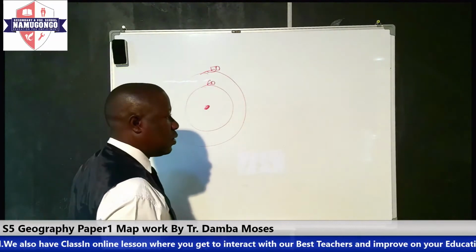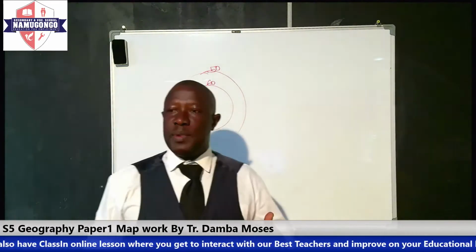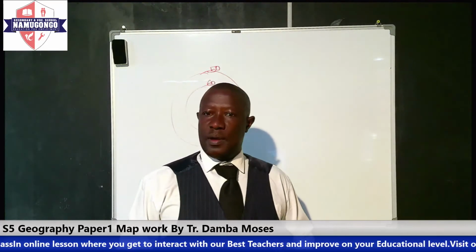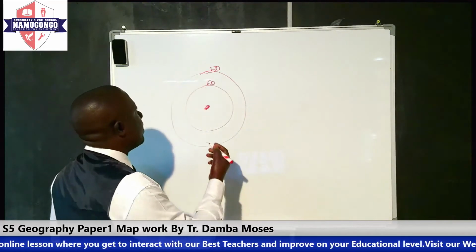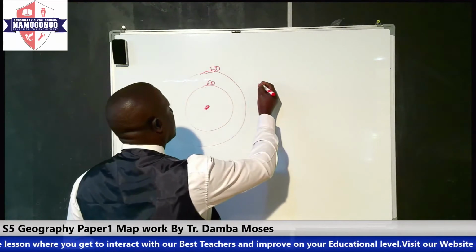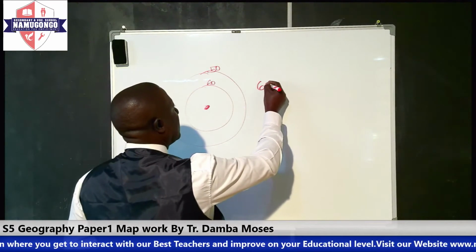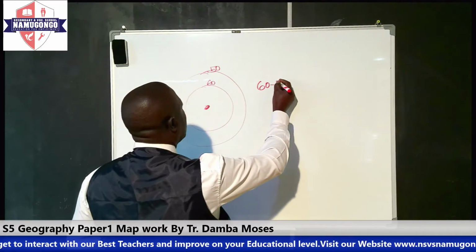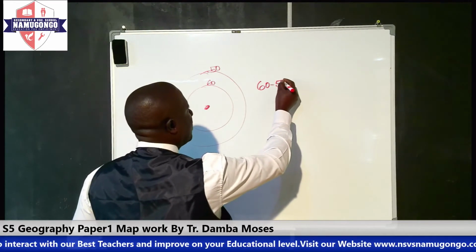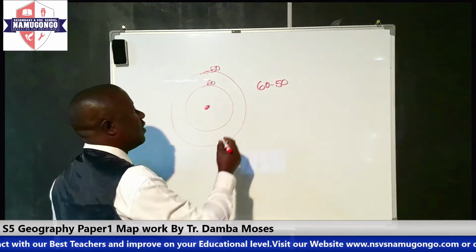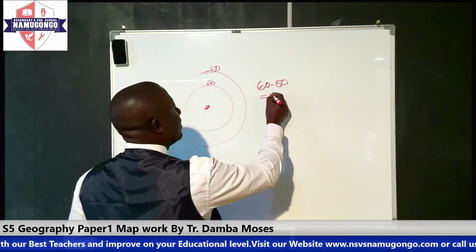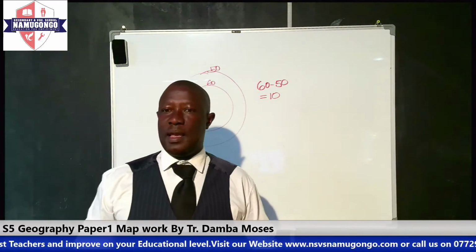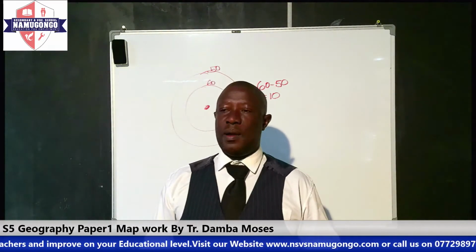So for you to describe the relief, and by giving us the vertical interval, you only subtract 60 from 50. Okay? And therefore this one will give us 10. And it is not just 10. Most of these maps are in either feet or meters.